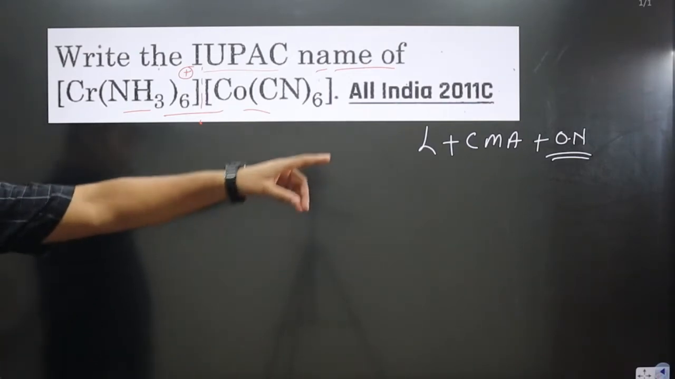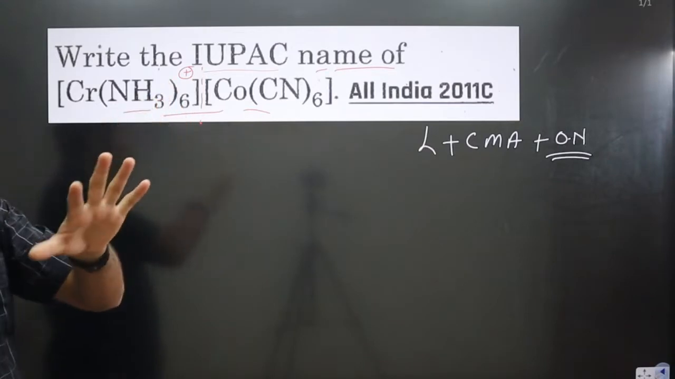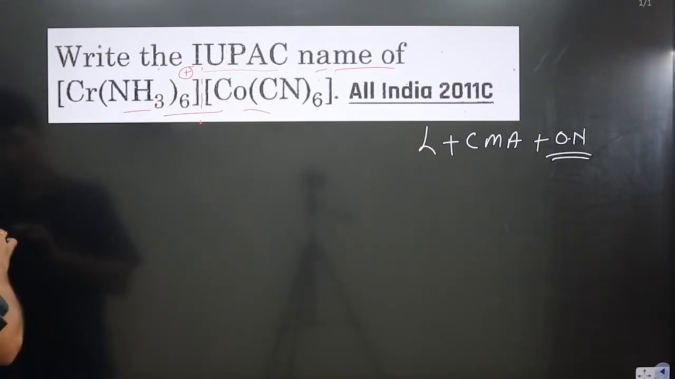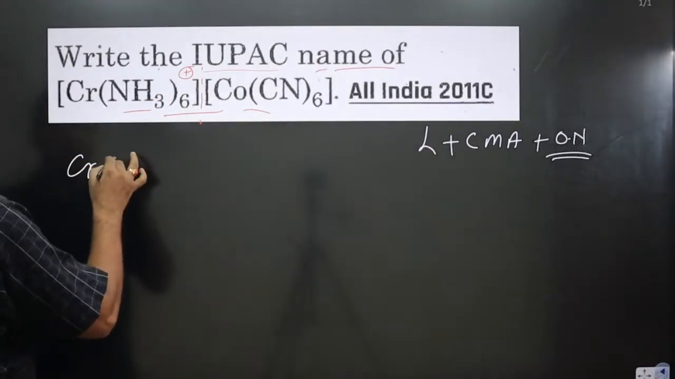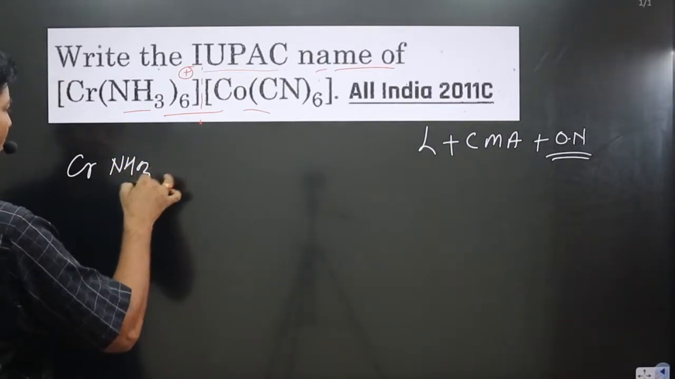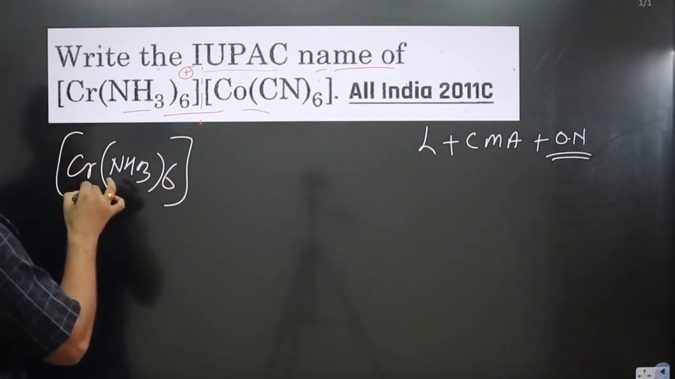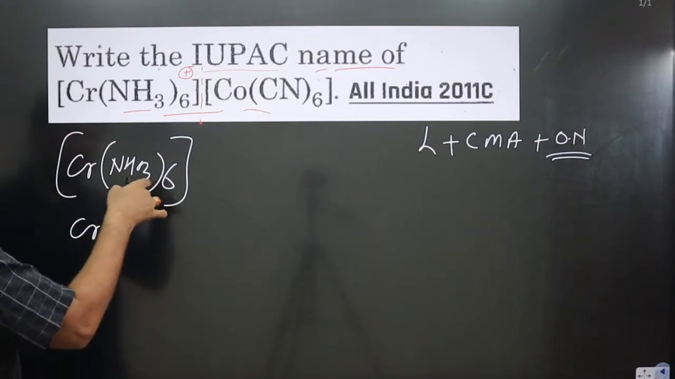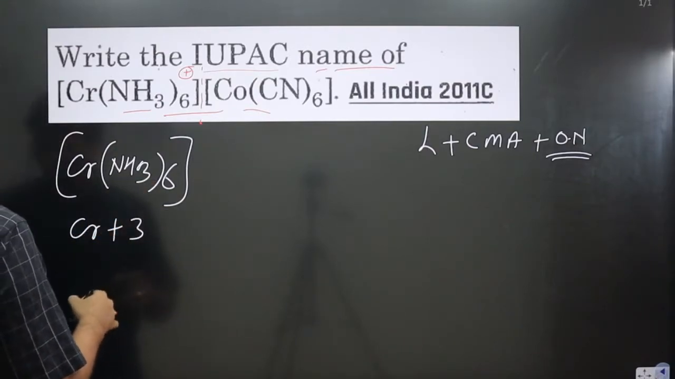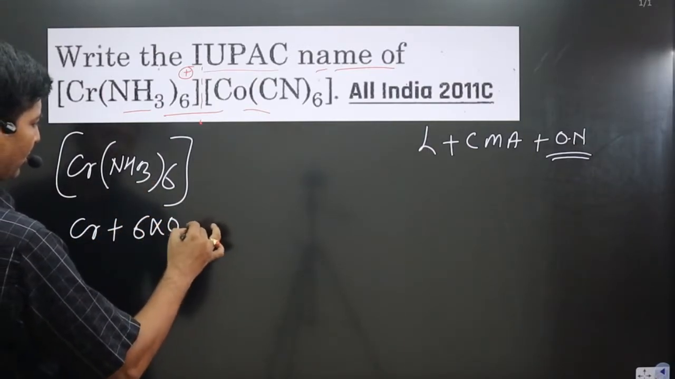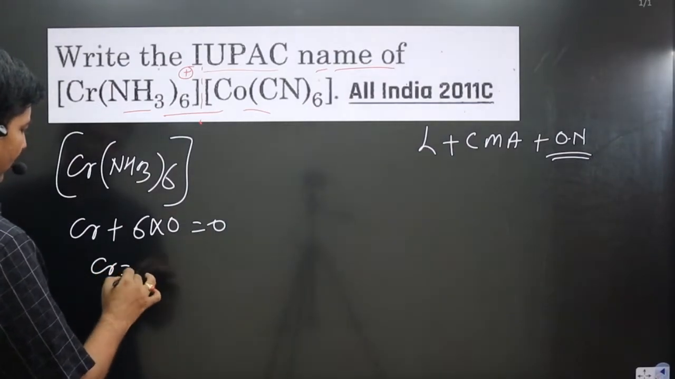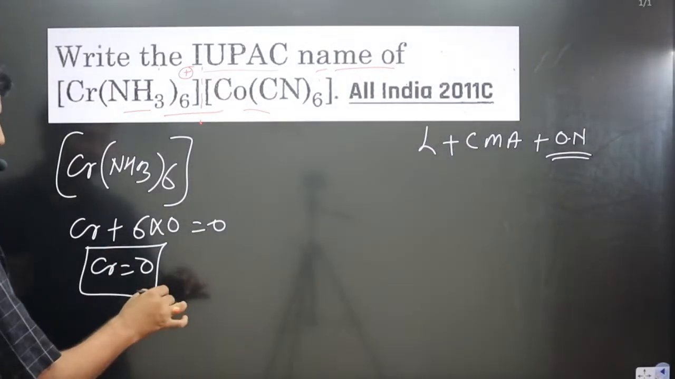Okay, next part. We calculate the oxidation number. We need the oxidation number of the central metal atom. You can see we have chromium, and NH3 whole 6 is there. If you calculate the oxidation number of chromium, Cr, it is a neutral ligand, ammonia. So we can say 6 multiplied by 0 is equal to 0. So chromium is present in 0 oxidation number, roughly we are calculating.